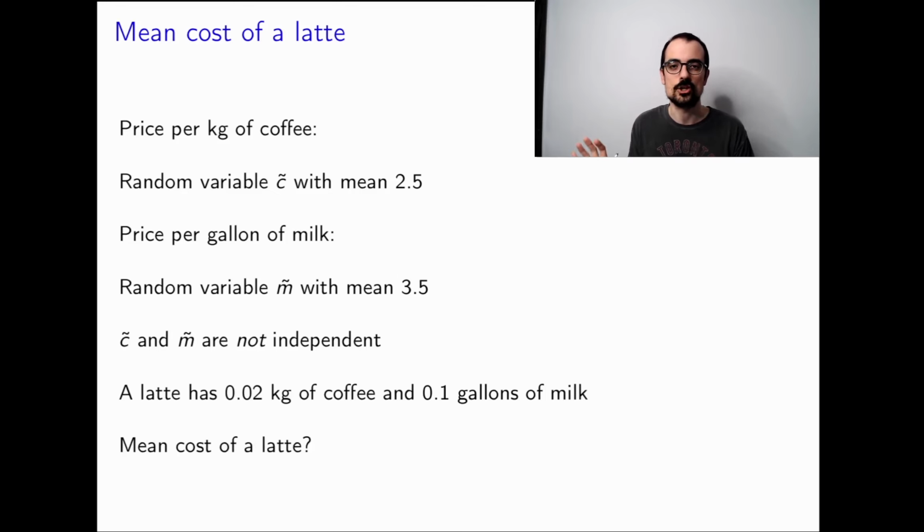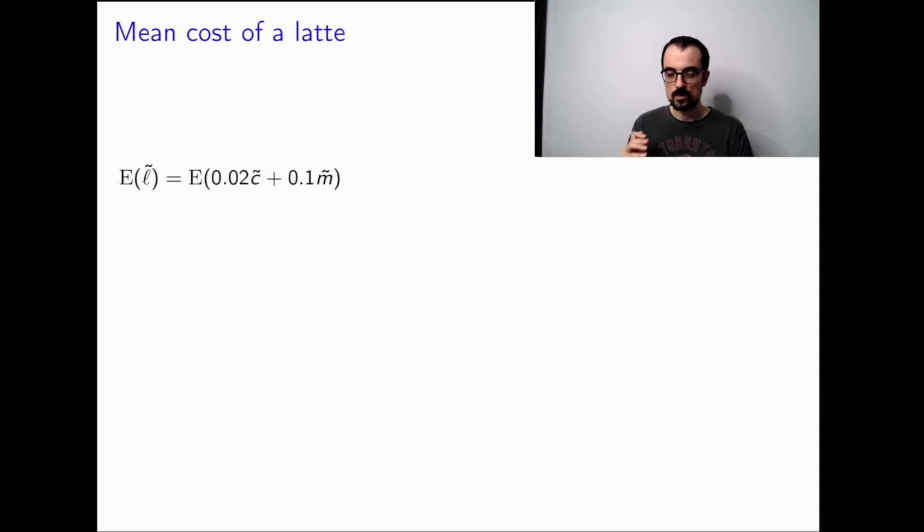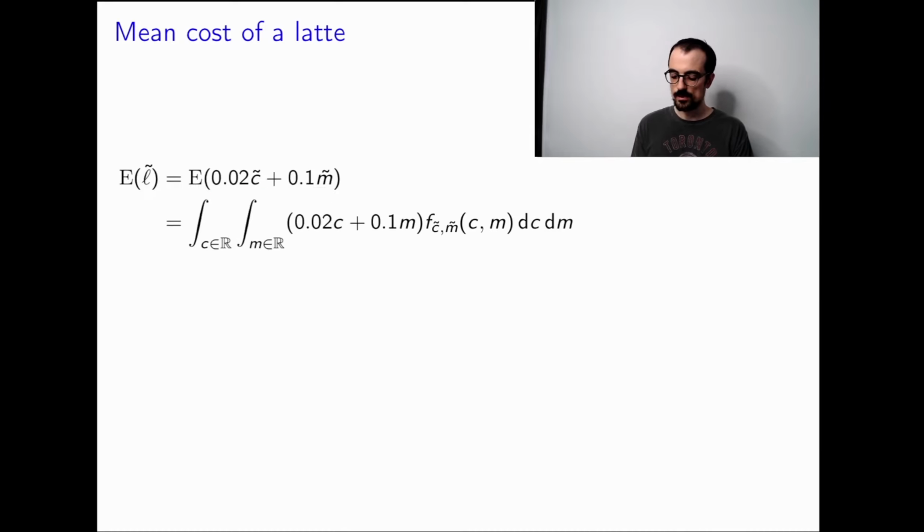Okay, so what is the mean cost of a latte within this model? So let's see. We want the mean of 0.02C plus 0.1M, and we write it out as this function of C and M times the joint PDF integrated over all possible values of C and M. And now we realize that because of linearity of integrals, and let's see what I mean by linearity of integrals.